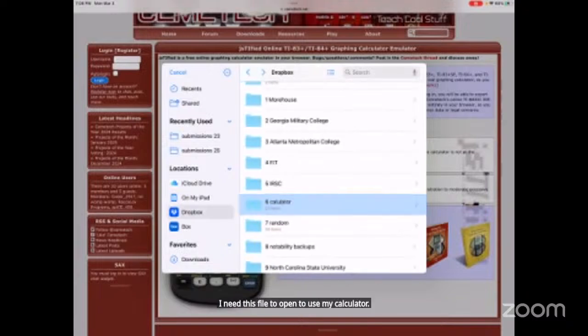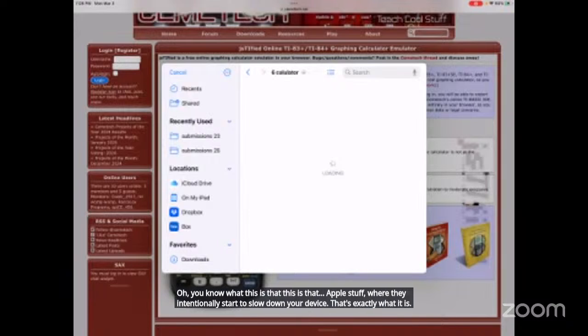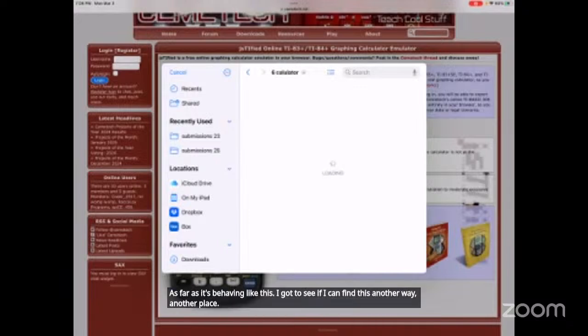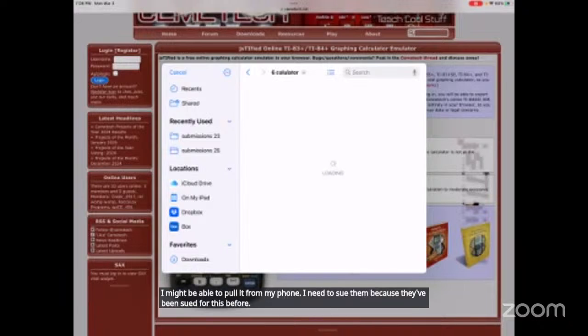Oh, you know what? This is that Apple stuff where they intentionally start to slow down your device. That's exactly what it is. That's why it's behaving like this. I've got to see if I can find this another place. I might be able to pull it from my phone. I need to sue them because they've been sued for this very thing before.